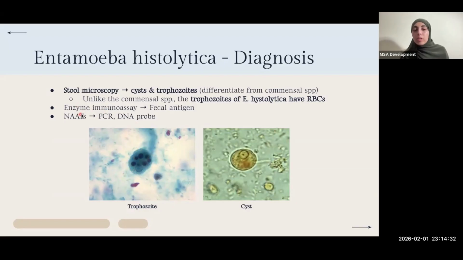Other things you can do are enzyme immunoassay to look for fecal antigen and NATs like PCR and DNA probe, but mainly stool microscopy to look for cyst and trophozoite. This is a trophozoite, okay? If you see RBCs, it's a trophozoite, and this is a cyst, right?